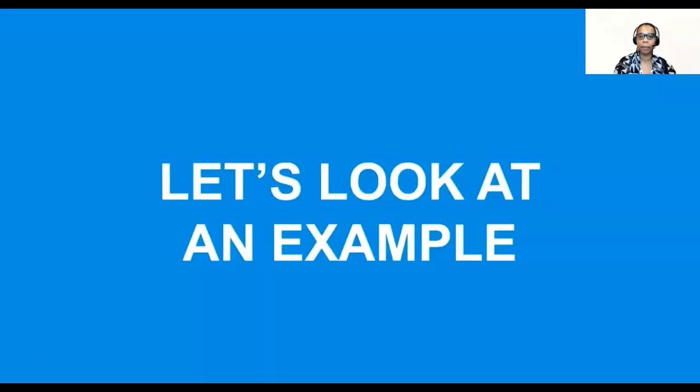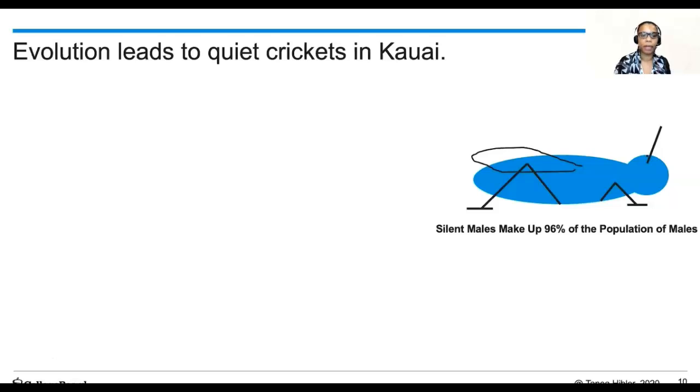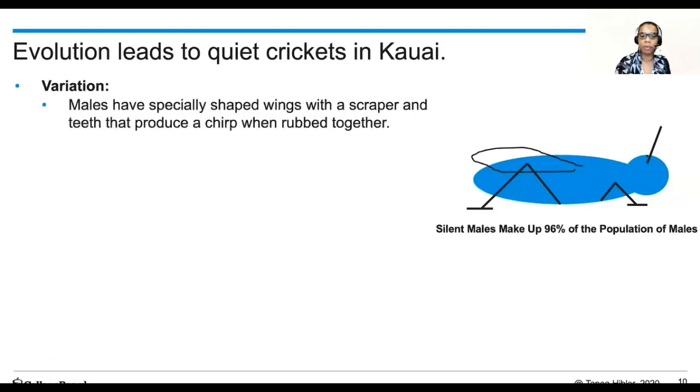Let's look at an example. Evolution leads to quiet crickets in Kauai. So in this population, there was variation. The males have specially shaped wings. These male crickets have specially shaped wings with a scraper and teeth that produce a chirp when they're rubbed together.